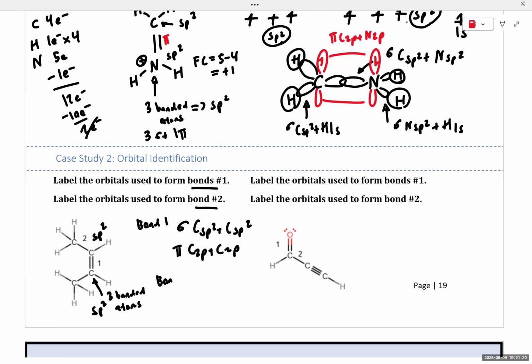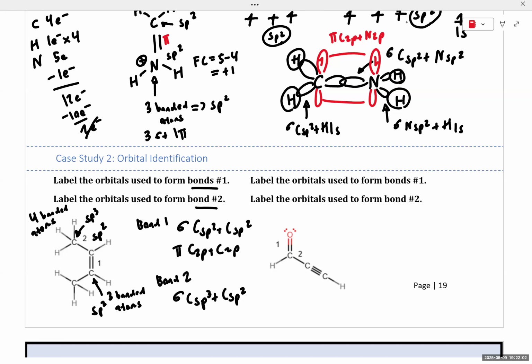For bond number 2, in this case, it's just a single bond here. So let's look at this second atom. This carbon has 1, 2, 3, 4 groups, 4 bonded atoms. And as such, this second carbon here is going to be sp3. So for bond number 2, which is just a sigma bond between these two carbons, it involves the overlap of the two hybrid orbitals, the carbon sp3 orbital and the carbon sp2 hybrid orbital.